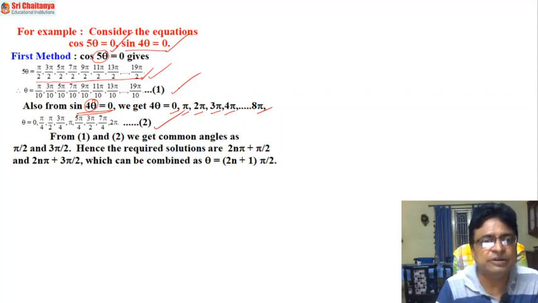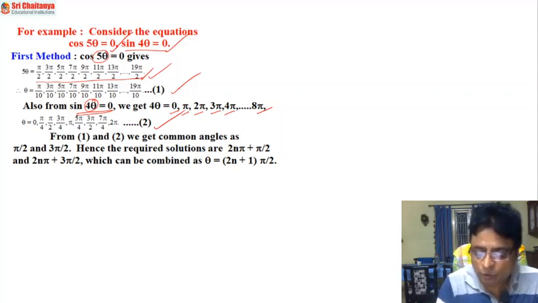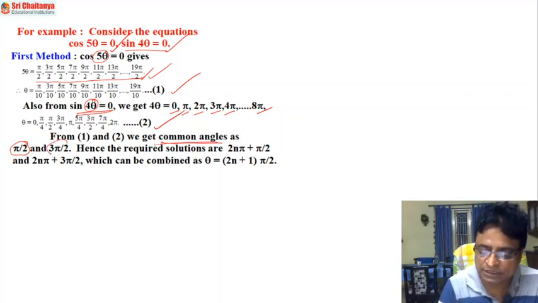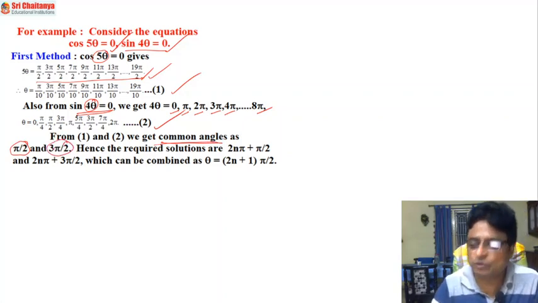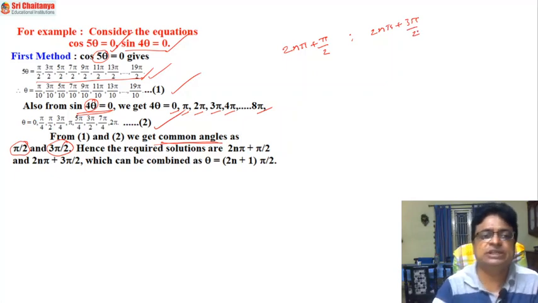Now, observe equations 1 and 2 very clearly. From 1 and 2, what are the common angles which satisfy both the equations? They are nothing but pi by 2 and 3 pi by 2. So, what I told you, you just add 2n pi to that pi by 2 and 2n pi to that 3 pi by 2, which gives the general solution of theta.